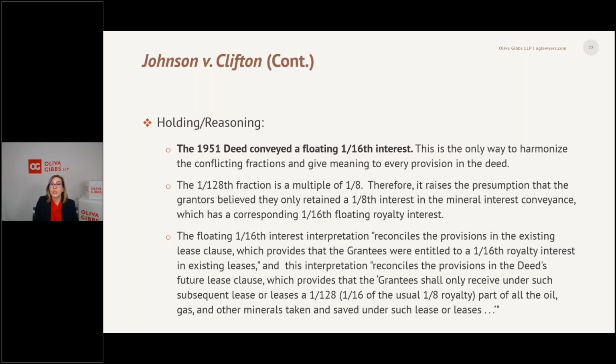The 1/128th fraction is a multiple of 1/8. As such, the Van Dyke presumption is raised. The floating 1/16th interest interpretation, quote, reconciled the provisions in the existing lease clause which provide the grantees were entitled to a 1/16th royalty interest in existing leases, and that this interpretation reconciles the provisions in the deed's future lease clause, which provide that the grantee shall only receive under such subsequent lease or leases a 1/128th, 1/16th of the usual 1/8 royalty, part of all the oil, gas, and other minerals taken. So because we have the granting clause and we have the current lease clause and the future lease clause, we need to make sure that the same meaning is given to each, and the interpretation of a floating 1/16th interest was one way the court could harmonize all those three clauses in their meanings.